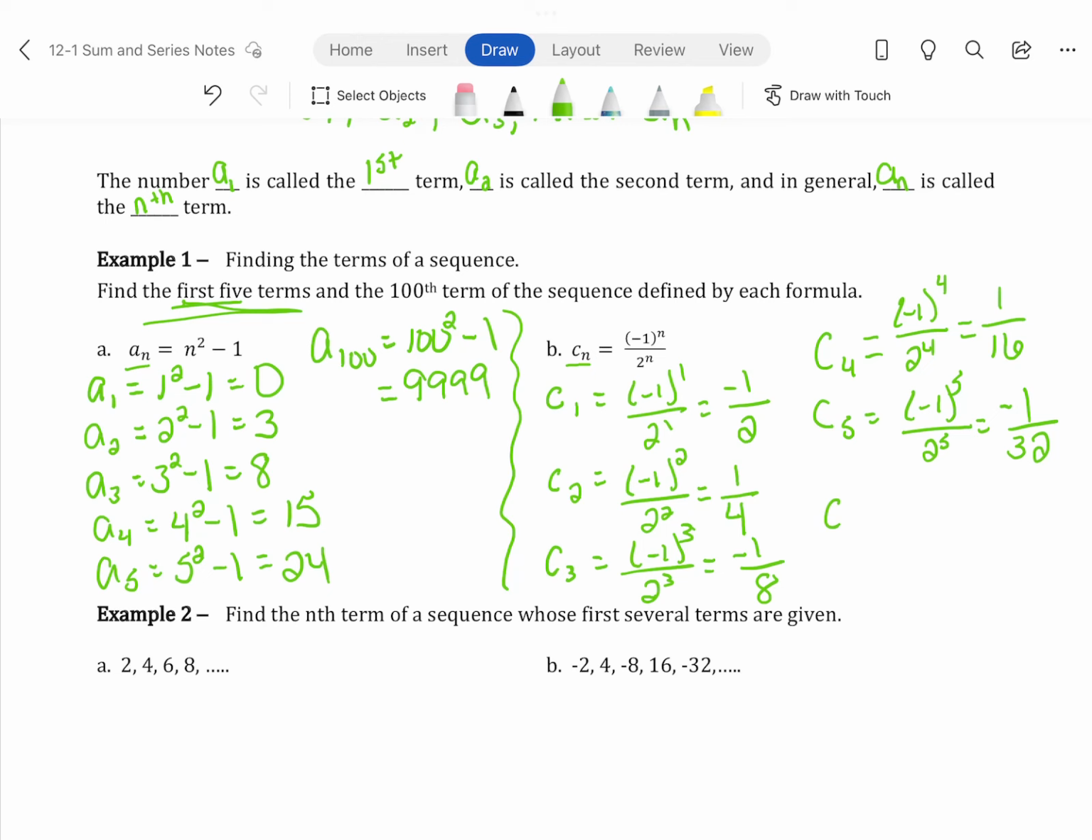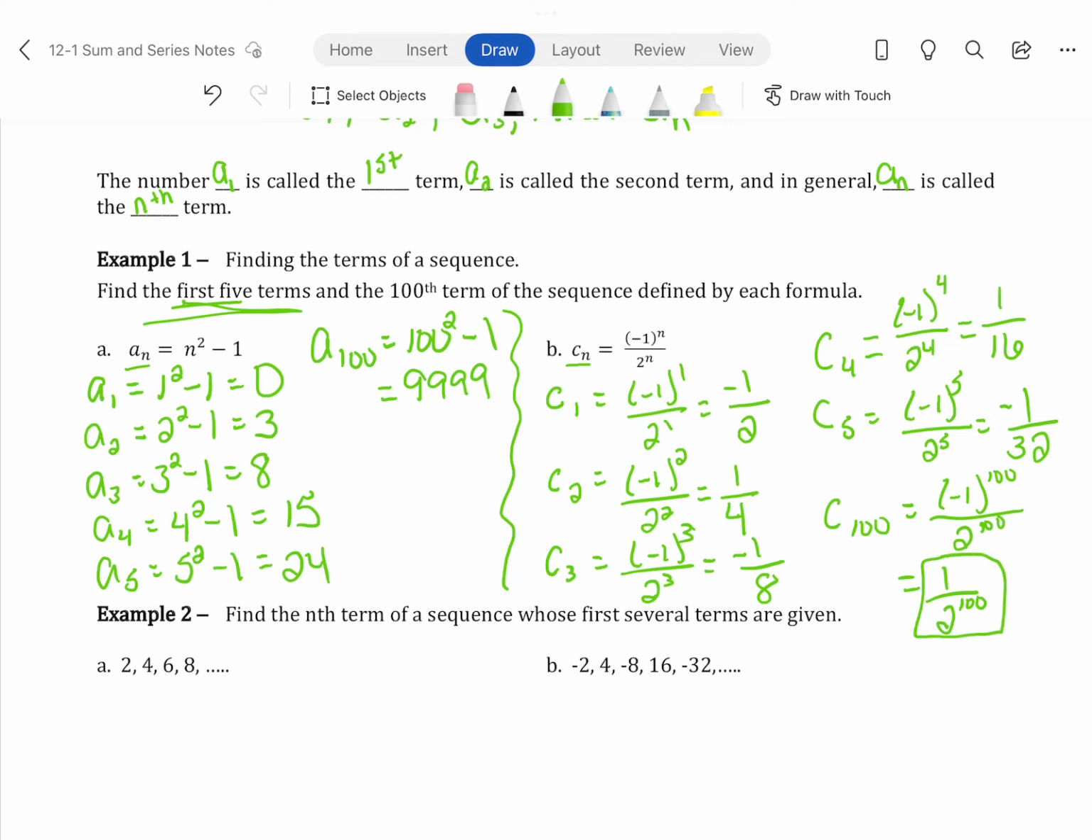And then we're going to do the same thing with 100. So we're going to have negative 1 to the 100th power over 2 to the 100th power. Negative 1 to an even power is a positive 1. 2 to the 100th power, if you put that in your calculator, you get a scientific notation number. That is a really big number. It's okay if you go ahead and just leave it as 1 over 2 to the 100th.